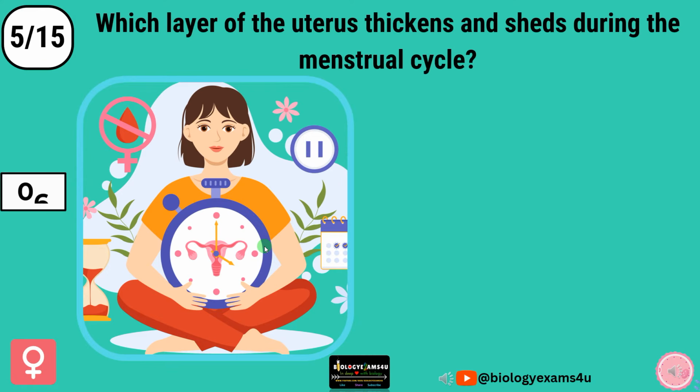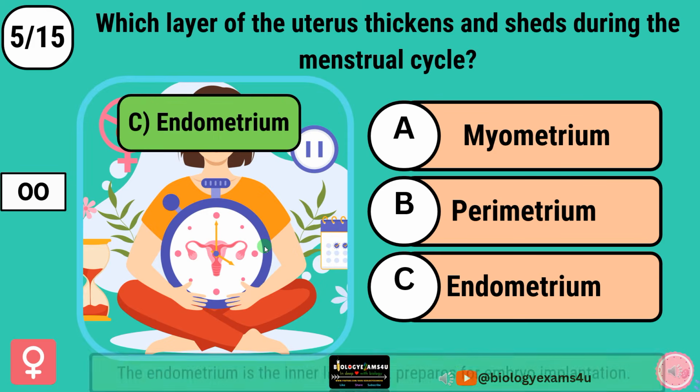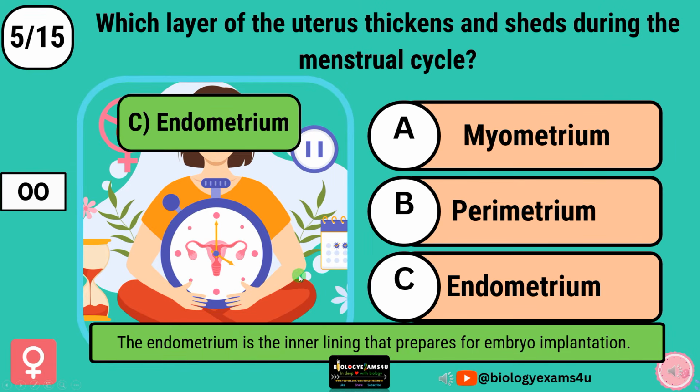Which layer of the uterus thickens and sheds during the menstrual cycle? Myometrium, perimetrium, endometrium. It is the endometrium. The endometrium is the inner lining of the uterus that prepares for embryo implantation. If there is no fertilization, it sheds during the menstrual cycle.